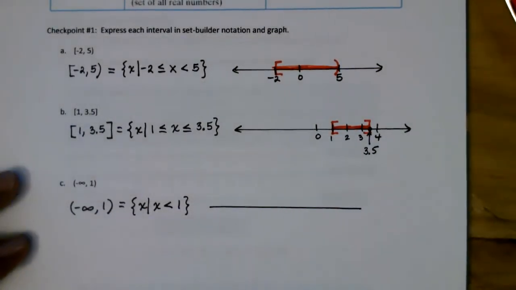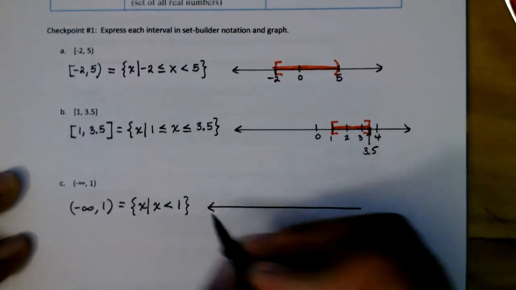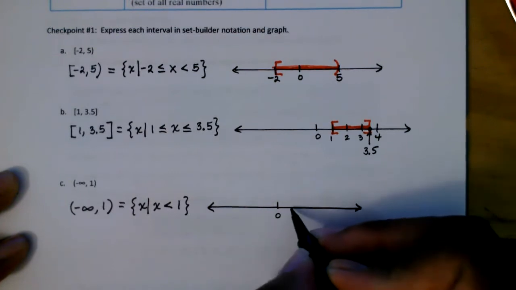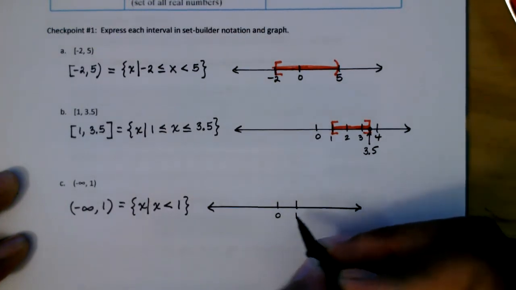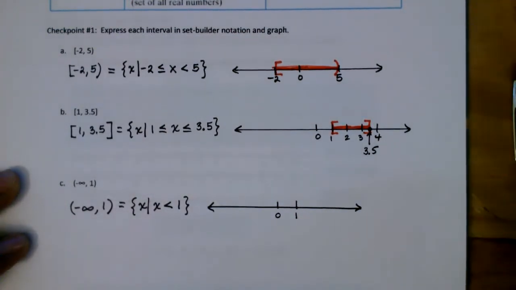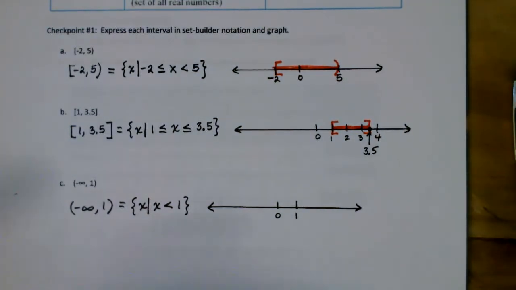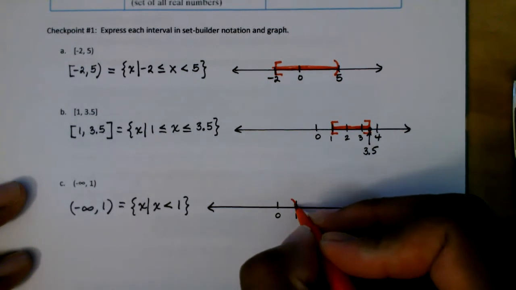Okay, that's the set builder notation. Now we need to do the graph. It's 0. 1 will be to the right of that. Now 1 is not included as indicated with the right parentheses. So I need to put a right parentheses at 1.